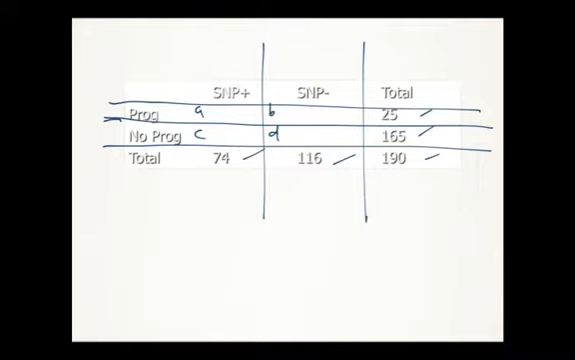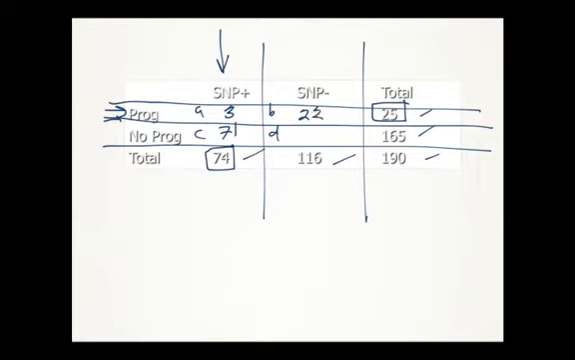What do I mean by that? Suppose I put a 3 here. I'm just making this up. You could put any number you want here. But suppose I put a 3. Well, I know that this particular column adds up to 74, right? And if I have a 3 here, then I know that this is going to be 71. Okay? Similarly, for this row, I know that it adds up to 25, and if 3 are over in the SNP positive, then I know that they're going to be 22 in the SNP negative.